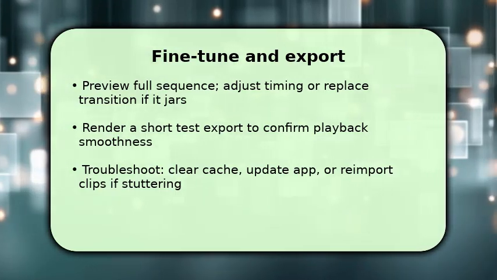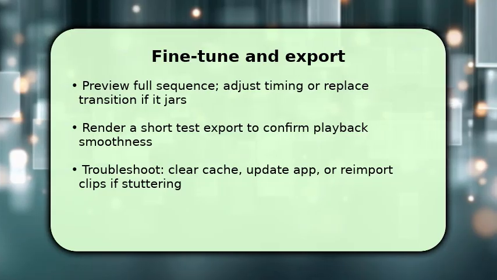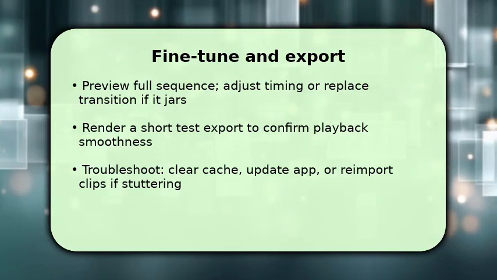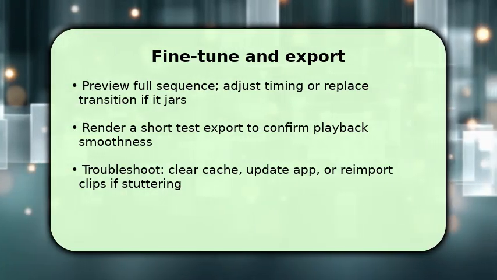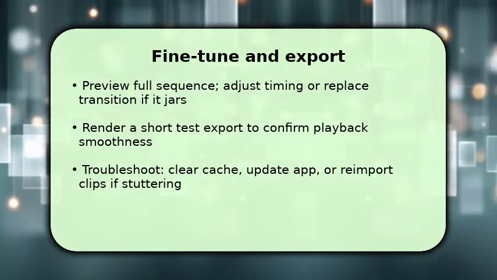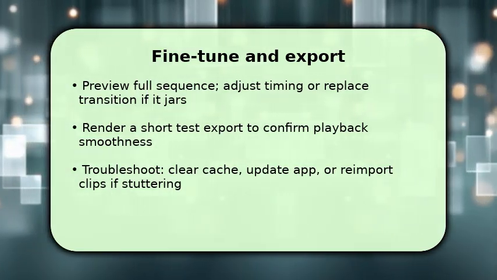Then render a short test export to confirm smooth playback and color continuity. If you run into stutter or artifacts, clear Clipchamp's cache, restart the app, or re-import the source files. Those steps usually fix corrupted previews and ensure your final export is clean.